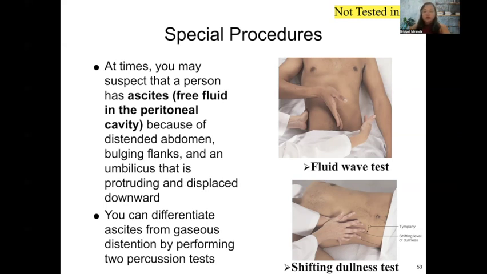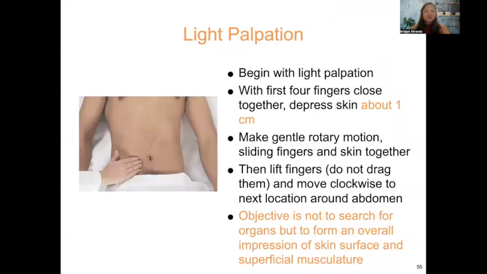Okay, so moving to light palpation, you will use your first 4 fingers together and you're just moving down about a centimeter and you're using the circular motion and you're moving it across each quadrant. Not just 1 in each quadrant or 2 in each quadrant, just along the quadrant, starting again from the right lower quadrant. And you're going to lift your fingers and then move them again. You don't want to drag, okay? So you're not pulling their skin.